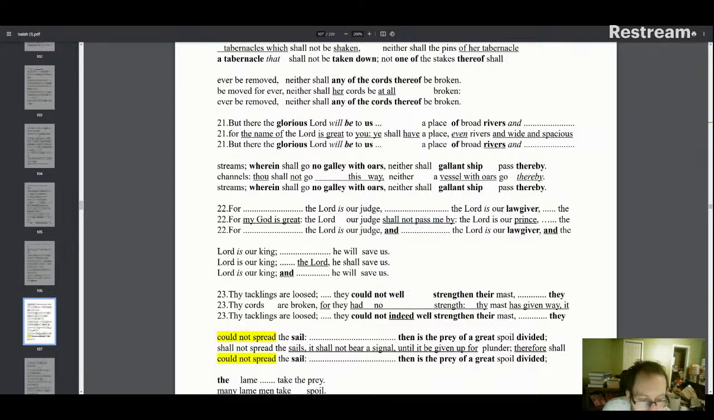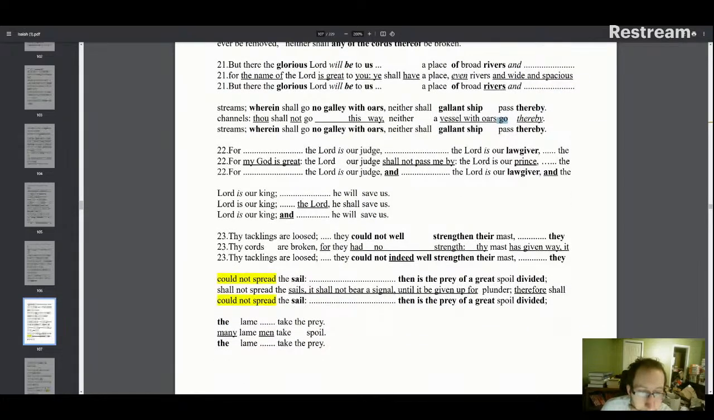However, it does change the meaning. Let's see here. We have thereby, which perhaps corresponds with here. And then we do have pass, which could correspond with pass here, although we have go right here. So let's see here. The Lord is our lawgiver versus our prince.